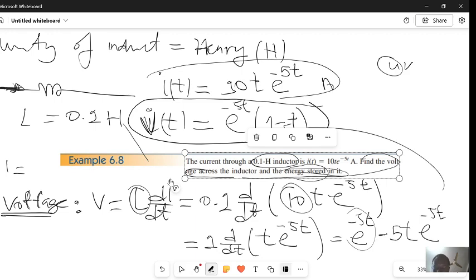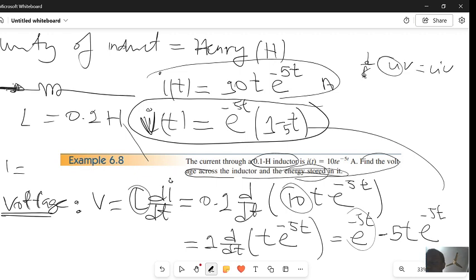Let's see, in this derivative, when I have u multiplied by v, it's u prime v plus v prime u. I take the derivative of the first function multiplied by the second function, plus the derivative of the second function multiplied by the first function. Is it how we did here? We have two functions, t and this one. The derivative of t is 1 multiplied by exponential minus 5t, plus the derivative of the exponential, which is minus 5 exponential minus 5t, multiplied by t. The constant 1 multiplied by any value equals that value.